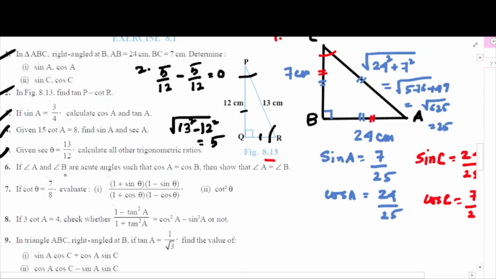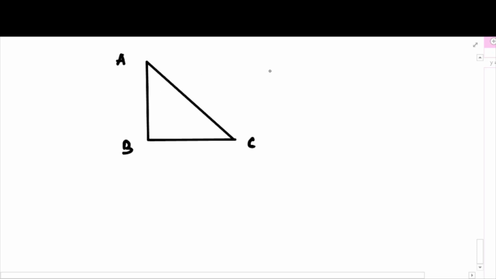So these are the values of the other trigonometric ratios. Now question number 6. If angles A and B are acute angles such that cos A equals cos B, show that angle A equals angle B. See, for a triangle, say this is the triangle ABC. Here it is given cos A equals cos B.